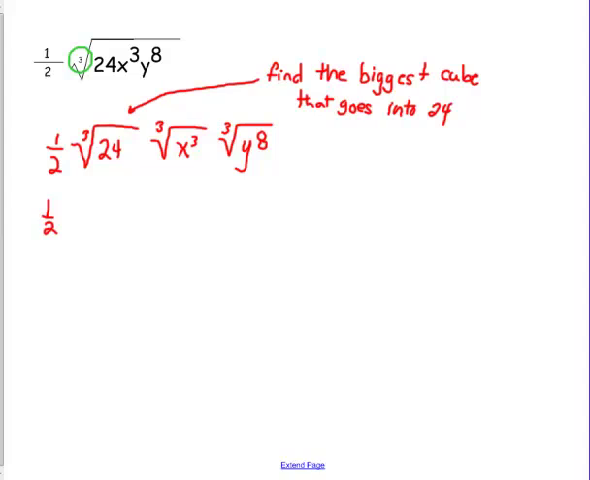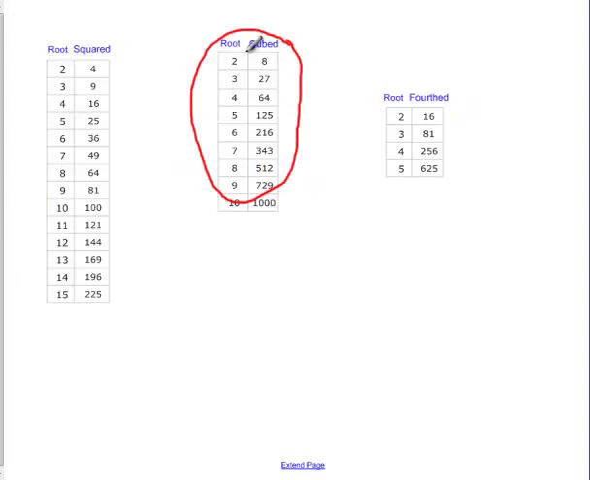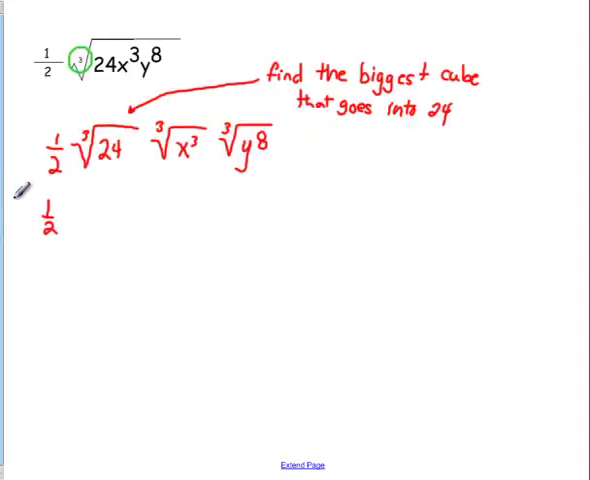All right, so I'm going to come back here. Look on my cubed. 8 goes into 24. 27 can't go into 24, so my biggest perfect cube is 8. So the cube root of 24 would be broken down into the cube root of 8 times the cube root of 3.